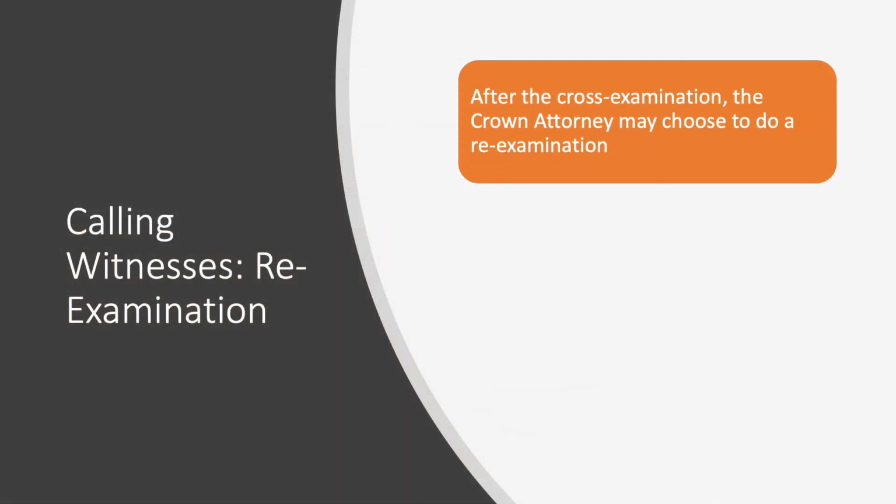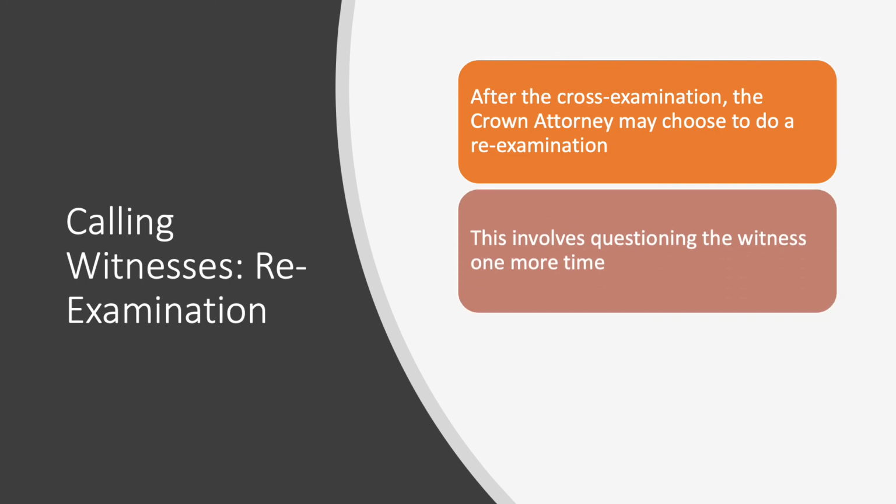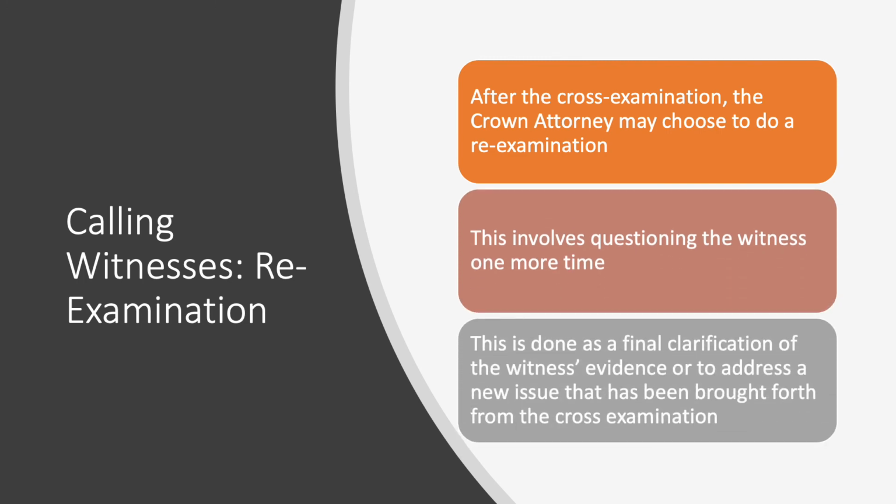After the cross-examination, the Crown Attorney may choose to do a re-examination. This involves questioning the witness one more time. This is done as a final clarification of the witness's evidence or to address a new issue that has been brought forth from the cross-examination.